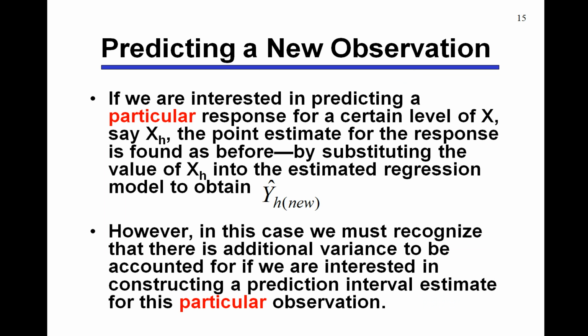Now, we might also be interested in constructing a prediction interval for a new observation. Now, this isn't the mean. This is predicting a new observation. And we'll denote that in this particular slide presentation as y hat sub h new, to remind you that this is a new observation. So in this case, we have to be mindful of the fact that there is another source of variability beyond that associated with the mean response.